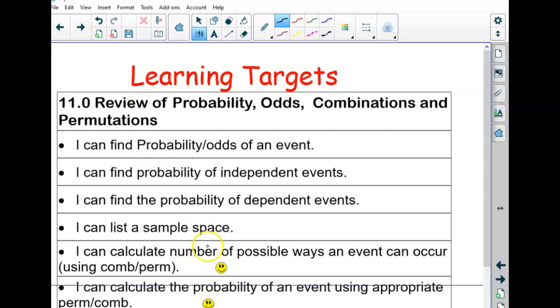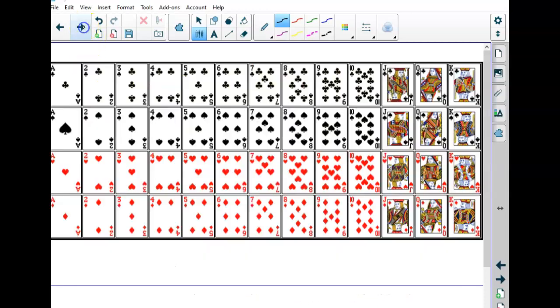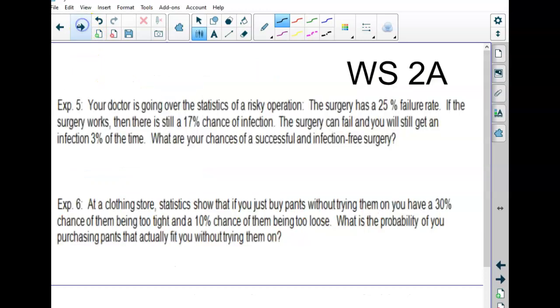Today we're going to talk about a few of these things, but mostly these last 2 learning targets: calculate the number of possible ways an event can occur and the probability of an event using permutations and combinations. I threw a slide in here about cards in case we need it, but we are on worksheet 2.